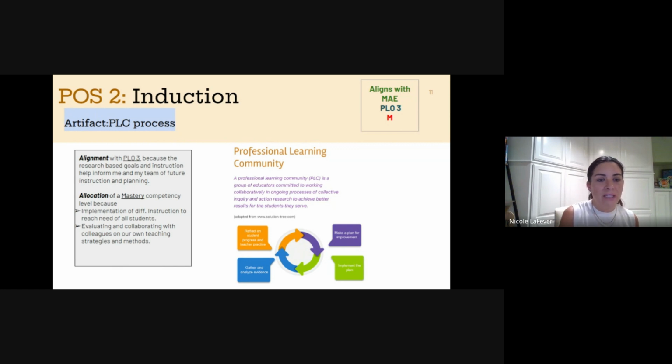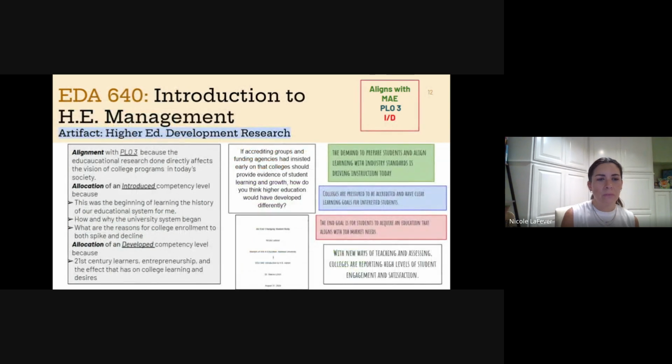So I allocated this with PLL3 because it's research-based goals and instruction, and this always helps inform me and my team of future instruction and planning. Also at the mastery level, because yes, you implement the differentiated instruction to reach the need of all students, but you're constantly evaluating and collaborating with colleagues, and not just on my own for the teaching strategies and methods.